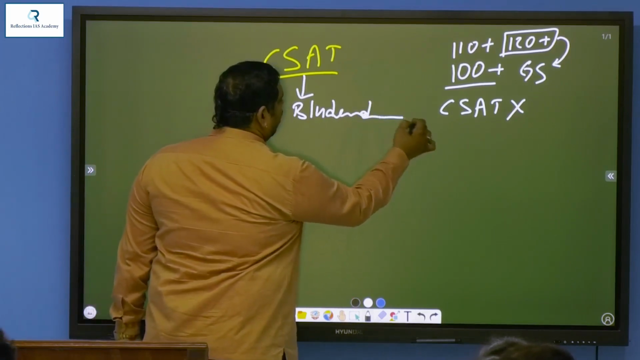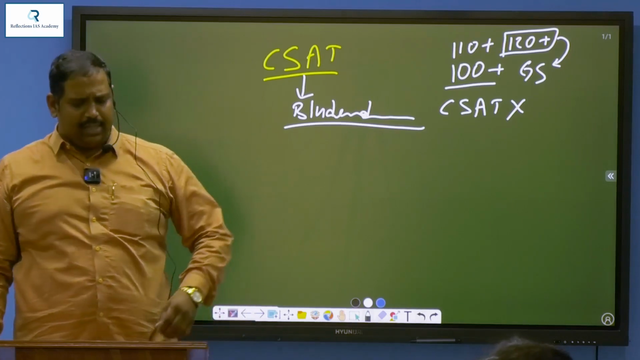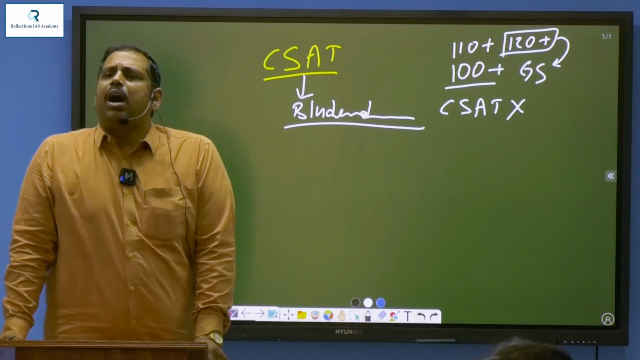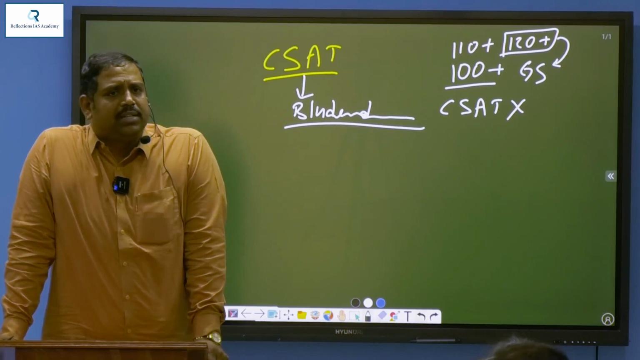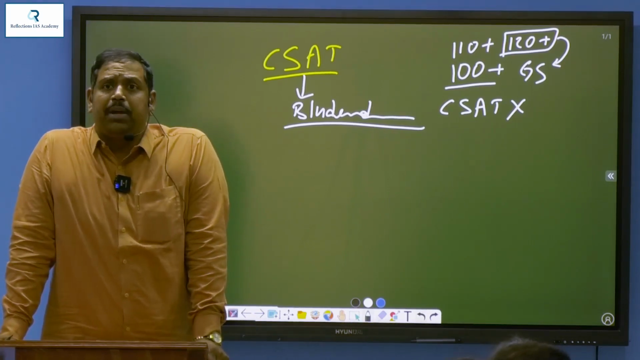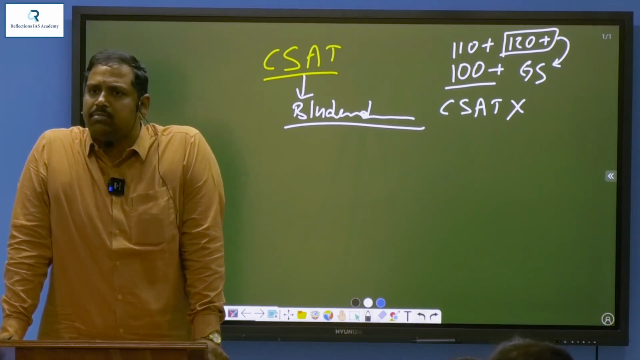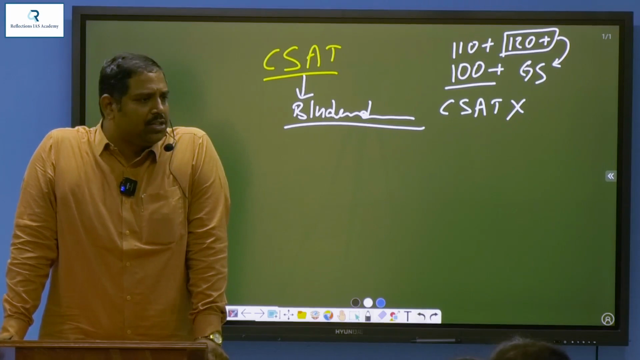Hope you know the difference between a blunder and a mistake, right? The common blunder that students make: if you ask any arithmetic faculty which topics are important in arithmetic, a bank faculty will say prepare percentages, data interpretation, simple interest, compound interest, profit and loss, time and work, then time and distance.